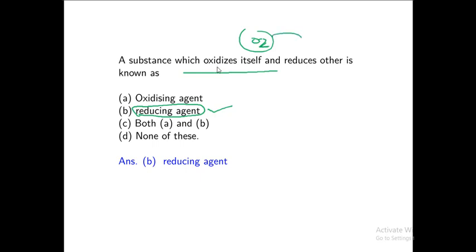Oxygen is given, right? So when a substance gives oxygen to another substance, what happens to this substance? This substance is going to become a reducing agent. Okay, that is nothing but a reducing substance.